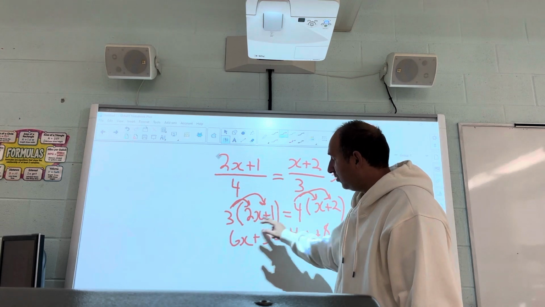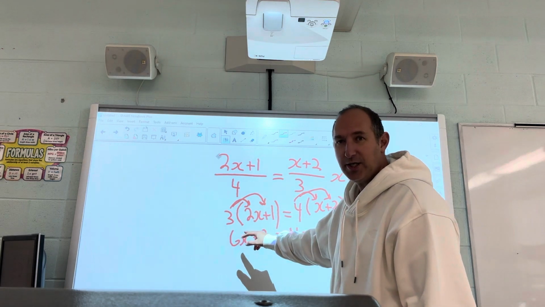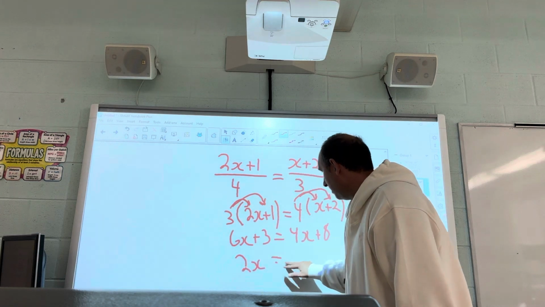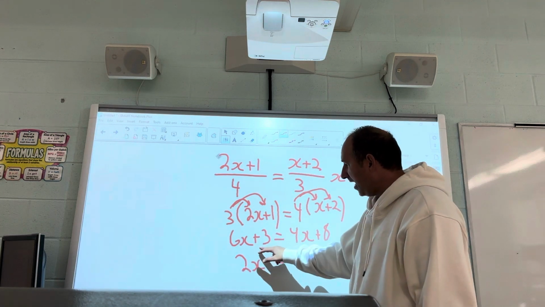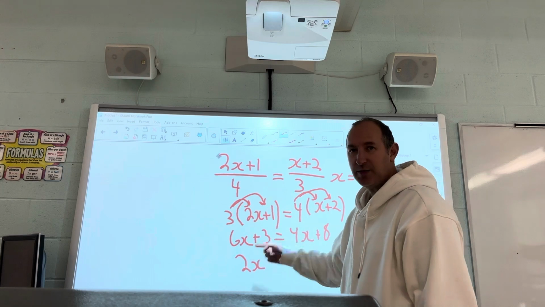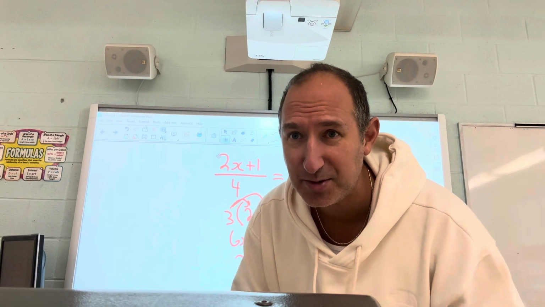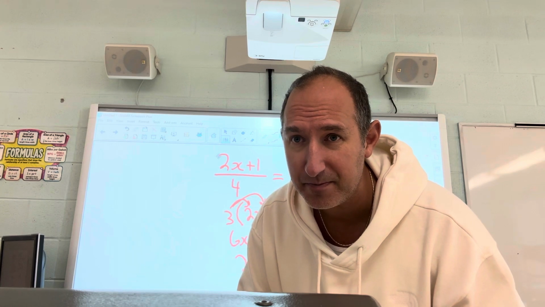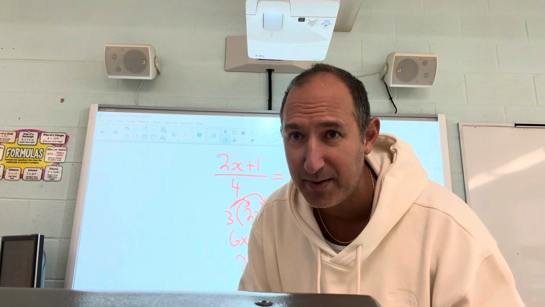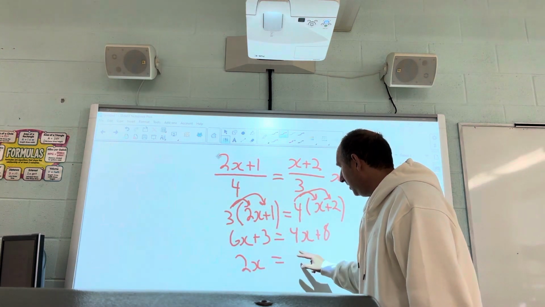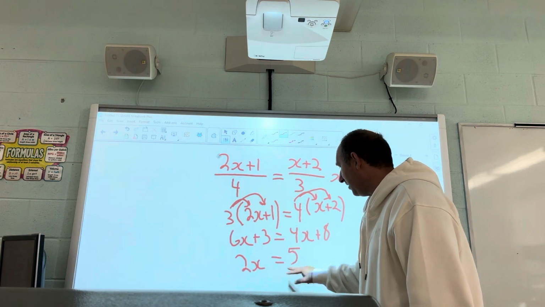4x is going to go to the other side. If it changes sides, it changes signs. 6x minus 4x is 2x. And you've got 8 minus 3. Yeah, but sir, it's a plus 3. If it changes sides, it changes signs. How many times do I have to repeat myself? Okay, 8 minus 3, we said was 5.